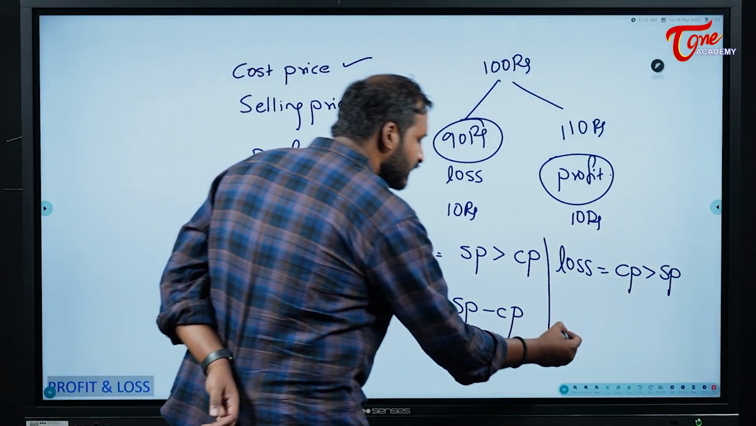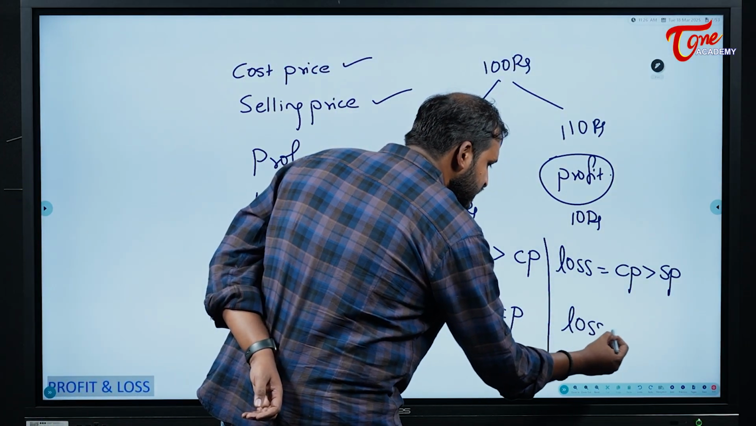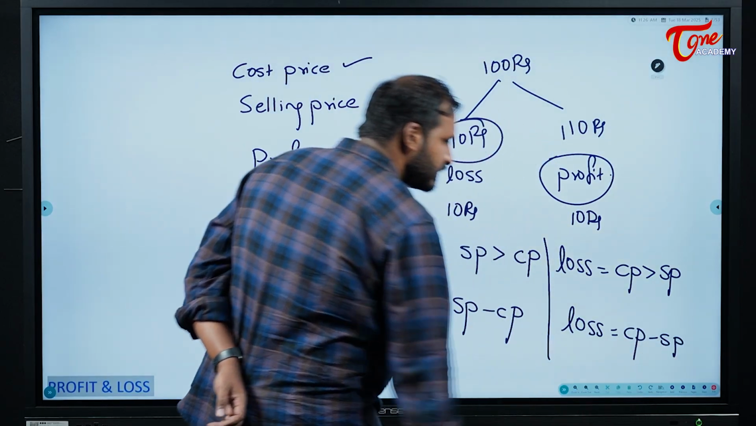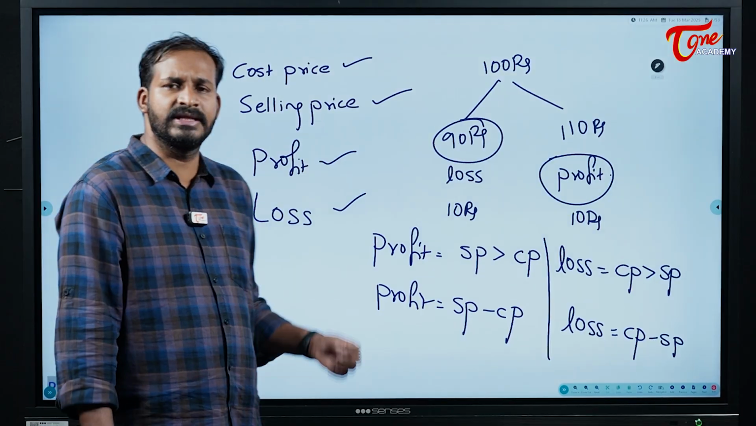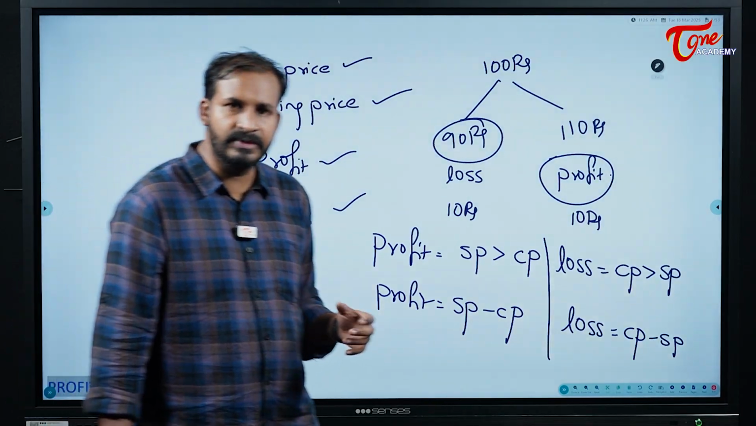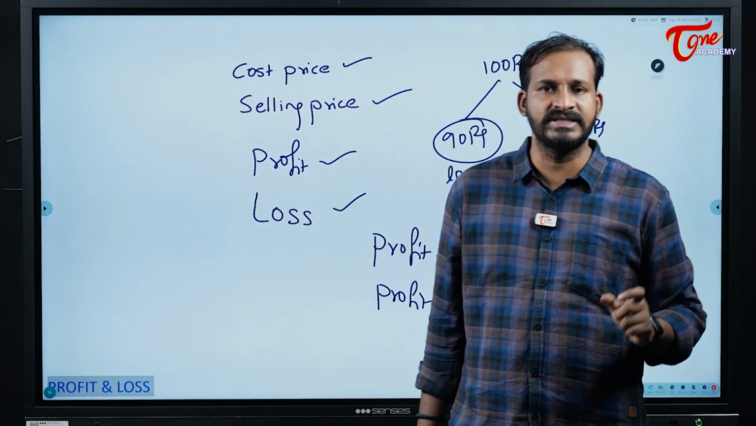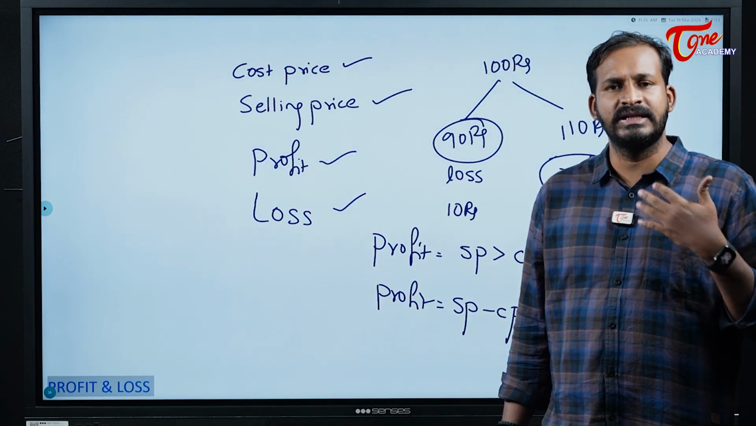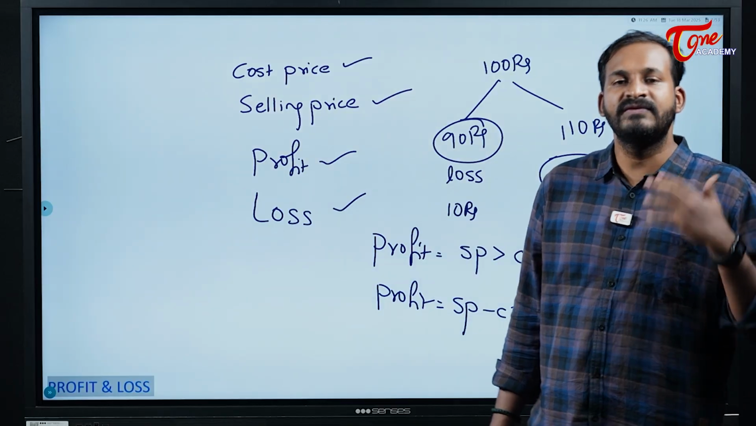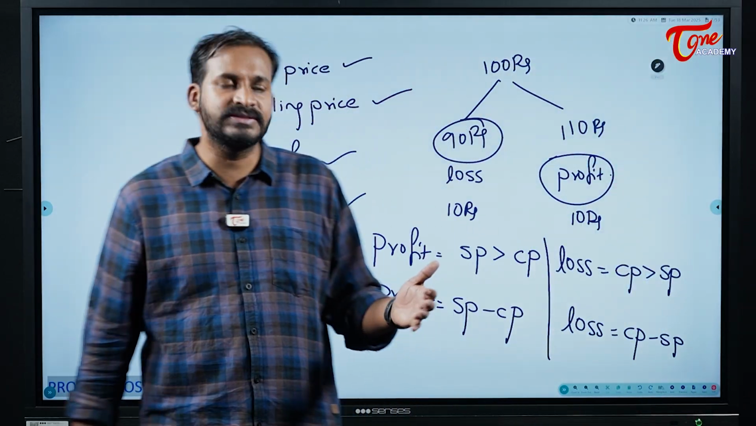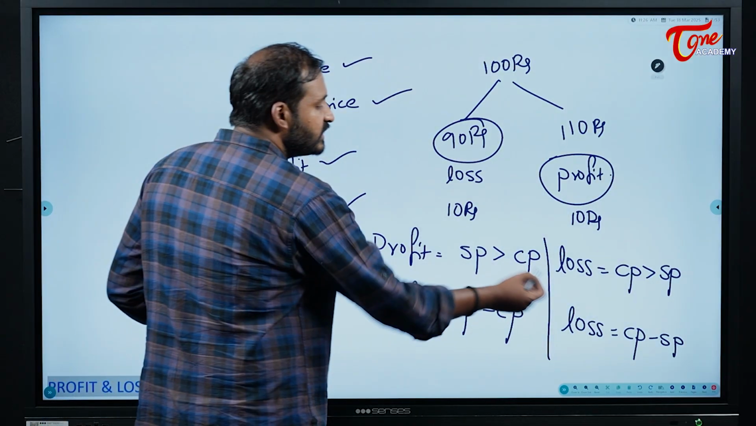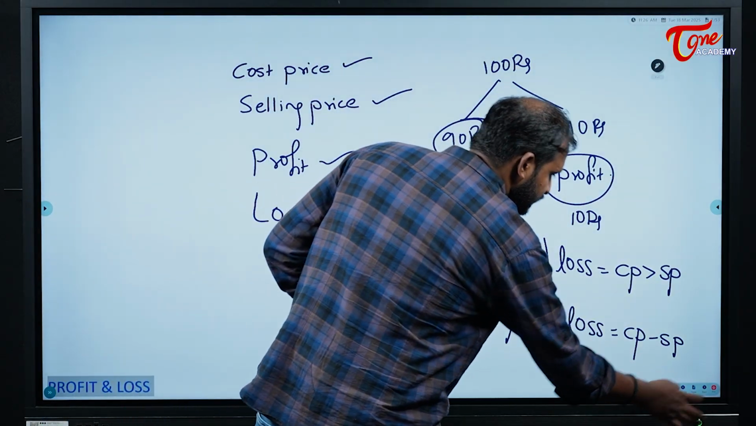And similarly, how do I calculate my loss? Loss is nothing but cost price minus selling price. The reason is very simple. Whether we say profit or loss, the concept is very simple. We observe the difference between the cost price and selling price. If cost price is greater than selling price, then there is a loss. If selling price is greater than cost price, in that case there is a profit.